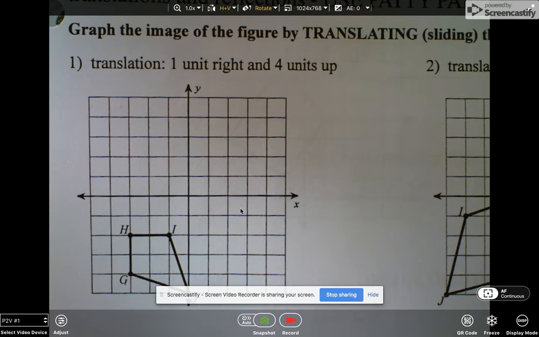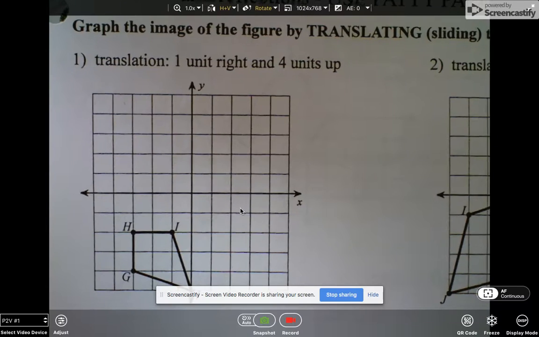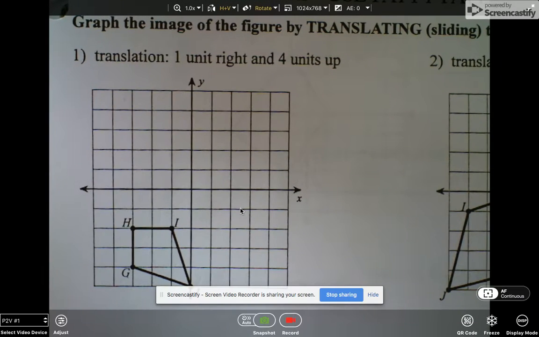All right, in today's reference examples, I figured we would do the odds together, and then I would pause the video and give you a chance to try the even. So we're going to start with translating number one. It says translation 1 unit right and 4 up.